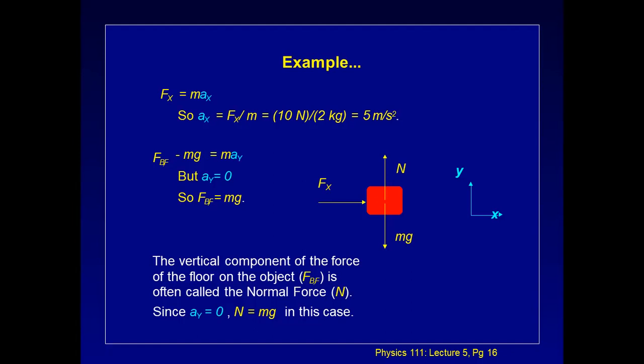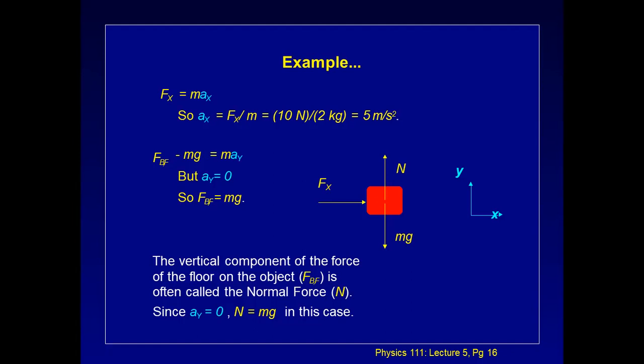If we're going to get now your force FBF, we're going to consider the y component of forces. FBF minus mg is equal to mass times acceleration in the y component. But since the force that influences the acceleration of the box is horizontal, or in the x component only, your vertical acceleration ay is equal to 0. Hence, FBF is equal to mass times gravity.